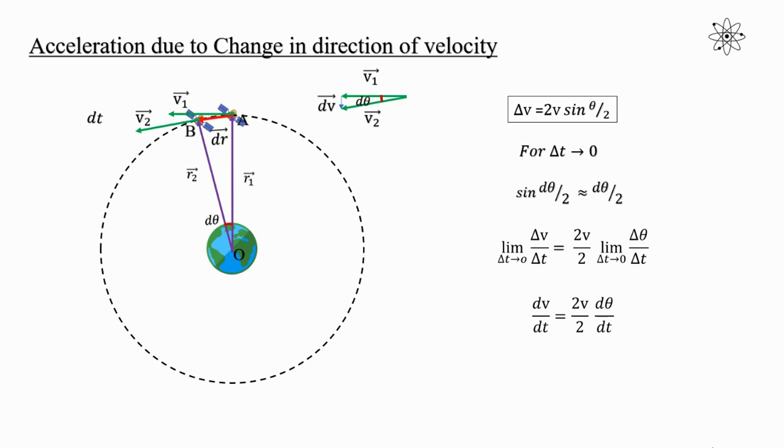We know, student, the rate of change of velocity is acceleration, and the rate of change of displacement is velocity. So here dv by dt gives us acceleration a, which is equal to v into angular velocity omega. This acceleration is known as radial acceleration or centripetal acceleration. Let's discuss the direction of this centripetal acceleration or radial acceleration.